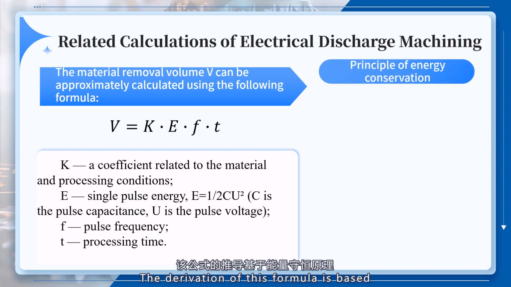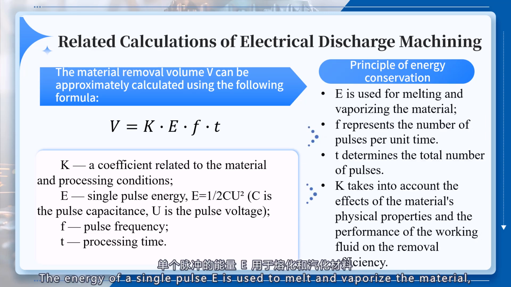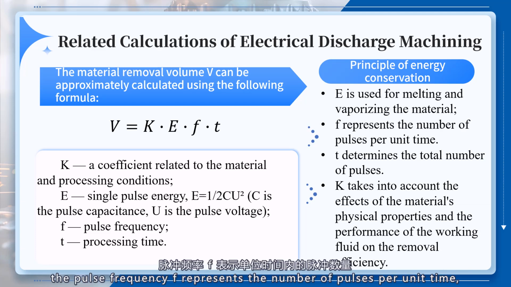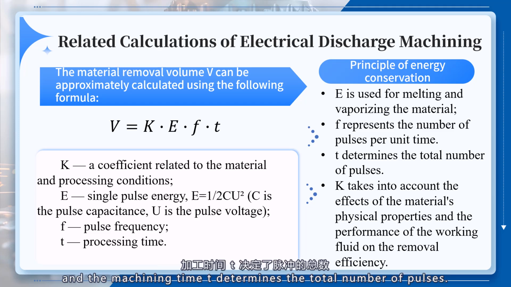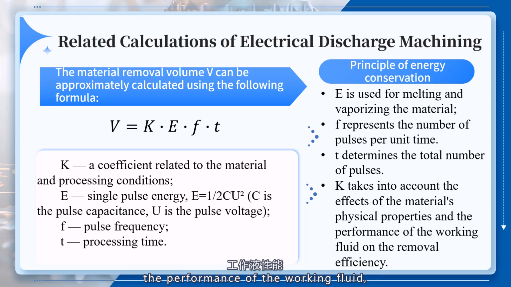The derivation of this formula is based on the principle of energy conservation. The energy of a single pulse E is used to melt and vaporize the material. The pulse frequency F represents the number of pulses per unit time, and the machining time T determines the total number of pulses. The coefficient K accounts for the effects of the material's physical properties, the performance of the working fluid, and other factors on the removal efficiency.